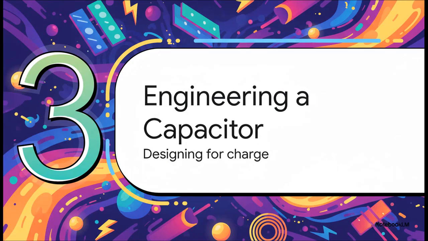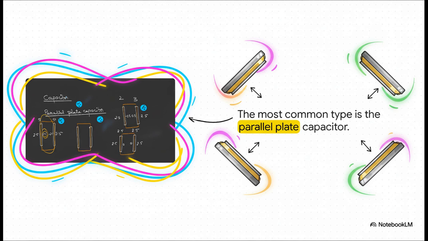And that brings us to the hero of our story, the capacitor, a device that is specifically engineered to cram as much capacitance as possible into a really small space. The most classic textbook design is the parallel plate capacitor. And the idea is just beautiful in its simplicity. You just take two conductive plates and you stick them really, really close to each other. But, and this is critical, you don't let them touch.